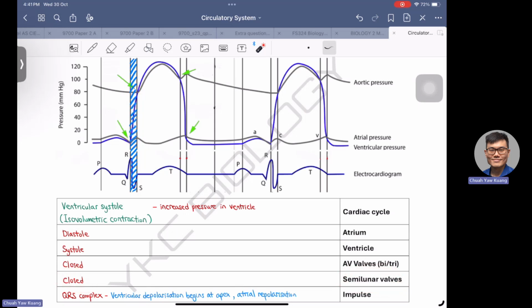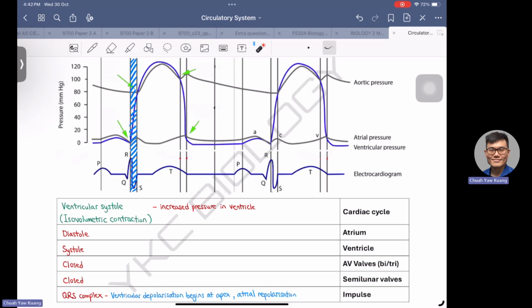Next, we'll look at the impulse. During this time, the impulse will show the QRS complex in the ECG. The QRS complex in the ECG indicates that the ventricular depolarization has started. The ventricular depolarization will start at the apex of the heart, and then it will be propagated along the Purkinje fibers to cause the contraction of the whole ventricle.